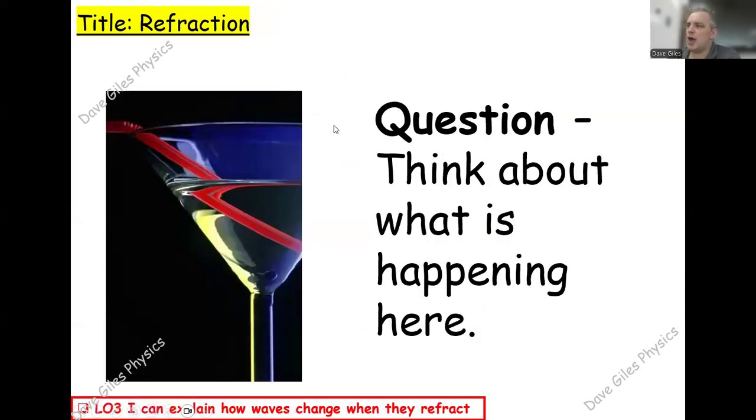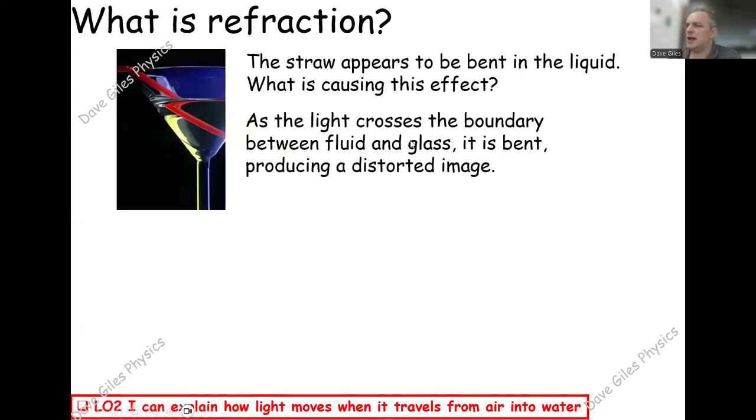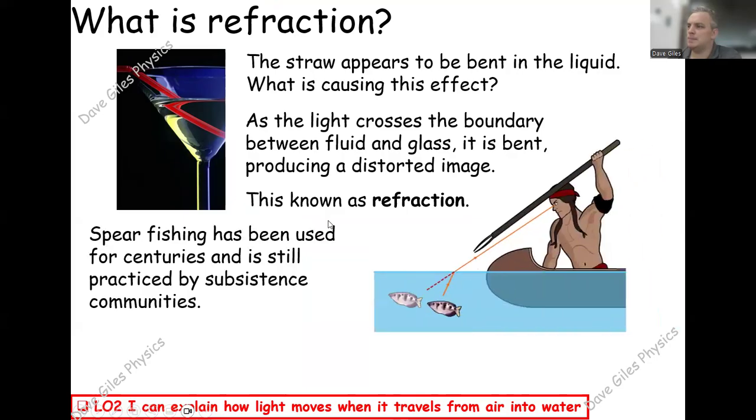Okay, so what's happening here? You can see the straw going into a glass and it appears to bend. And that again is due to refraction. So as the light crosses the boundary between fluid and glass, it is bent, producing a distorted image. This is known as refraction.